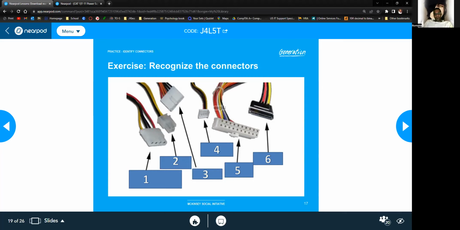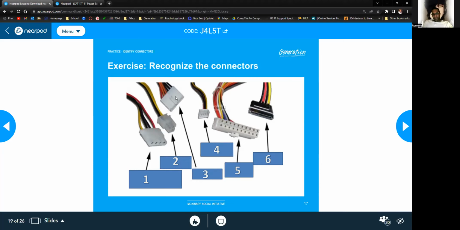I was gonna go for 1 or 3. Okay, give me 3. What do you think 3 is? Between 1 and 3, I think it's the Molex. Am I saying it right? Say it again. The Molex? Starts with M. The Molex. Yes, Molex. Okay. Yeah, it looks like a Molex.